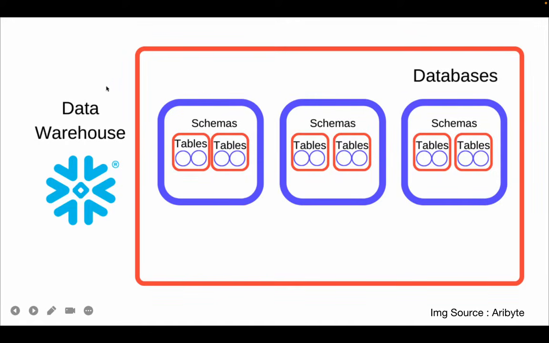The main component is the data warehouse. Inside a warehouse, we can have databases. Inside databases, we can have n number of schemas, and each schema can consist of n number of tables. Let's go ahead and create our first warehouse, databases and schemas.